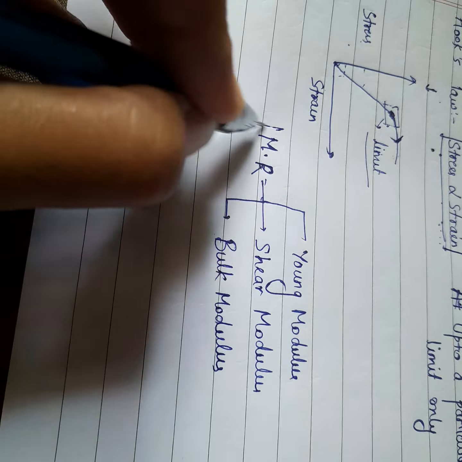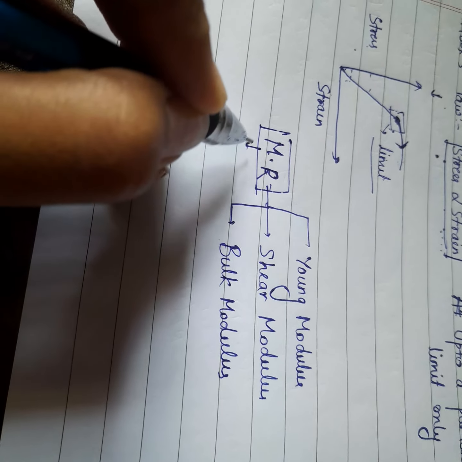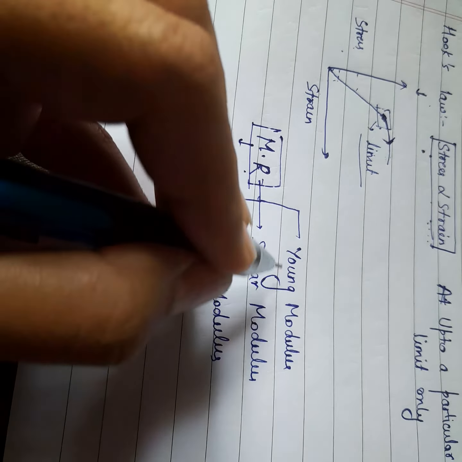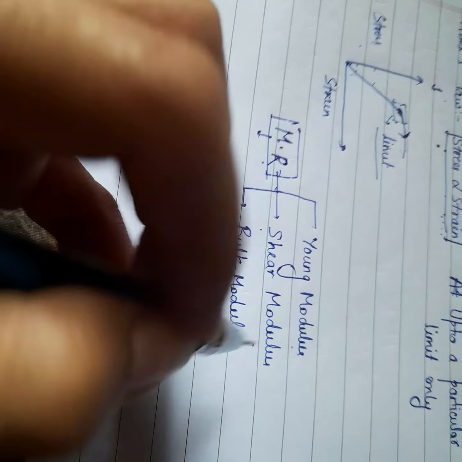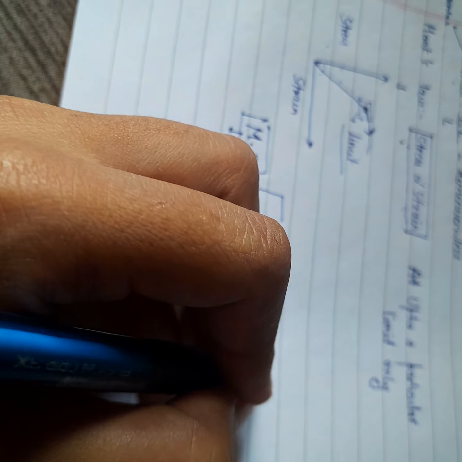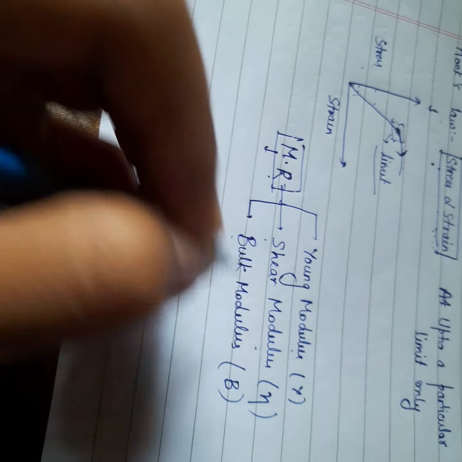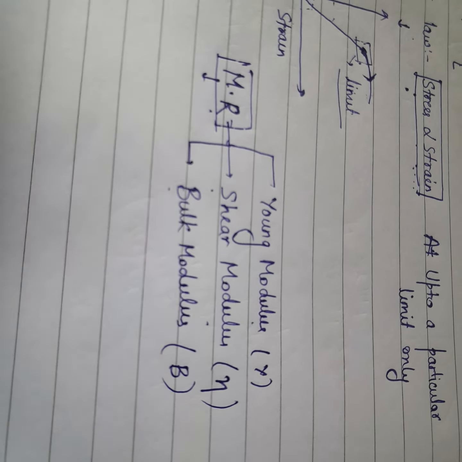This is a property, or we can say, this is a modulus of rigidity, which is of three types: Young modulus, shear modulus, bulk modulus. It is denoted by Y, it is denoted by eta, and it is denoted by B. Okay, now it depends upon how you are applying the force.